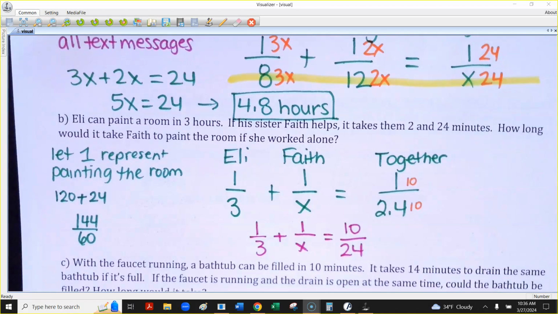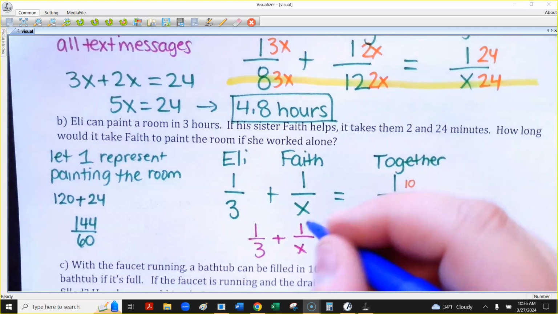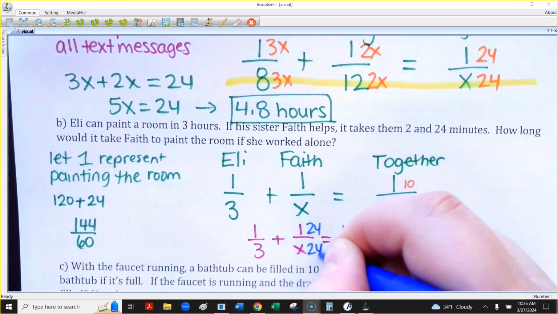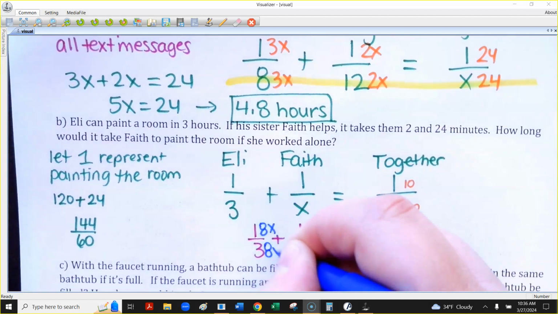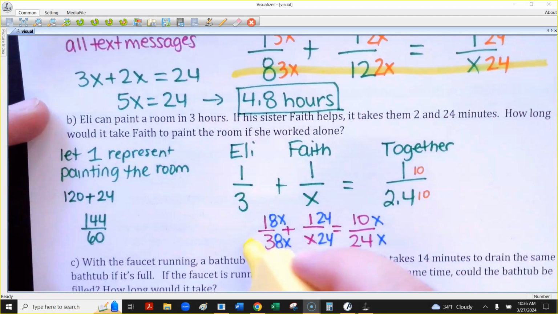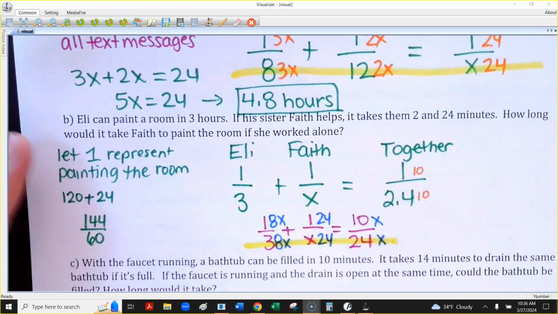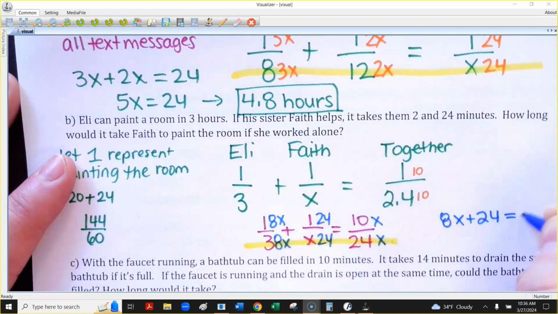What would you use as your common denominator here? Actually the same thing. I didn't do that on purpose, but the same thing as the last question. So top and bottom here by x, top and bottom here by 24, and then 3 times 8 is going to give you 24, so this top and bottom here by 8x. All right, all my denominators match up, so I'm going to cross that out. To solve this equation, I'm going to have 8x plus 24 equals 10x.